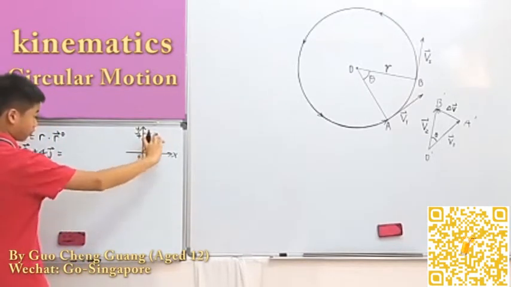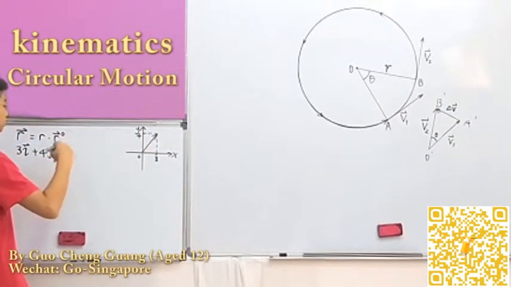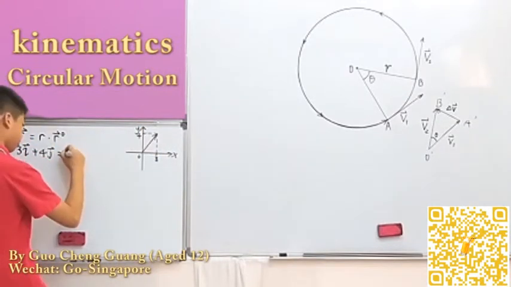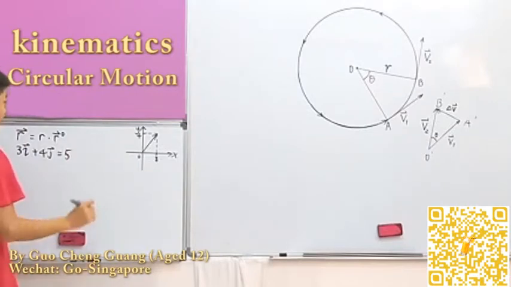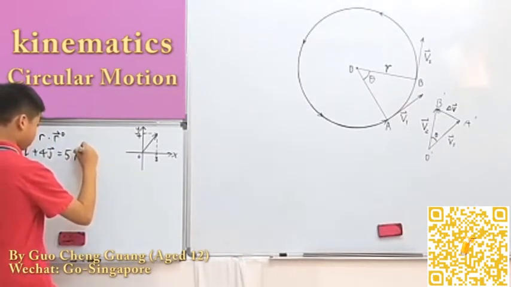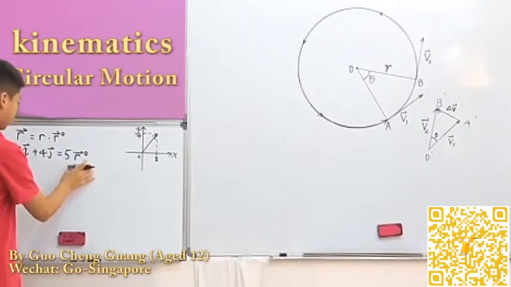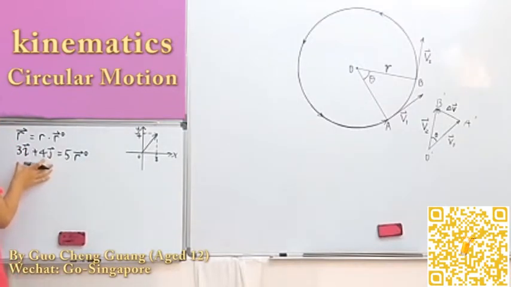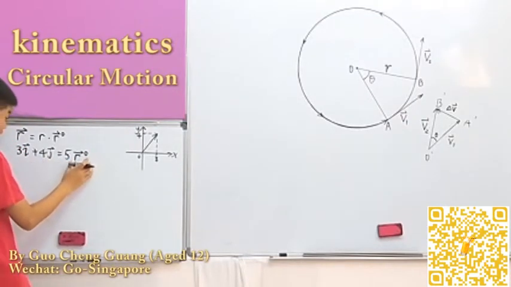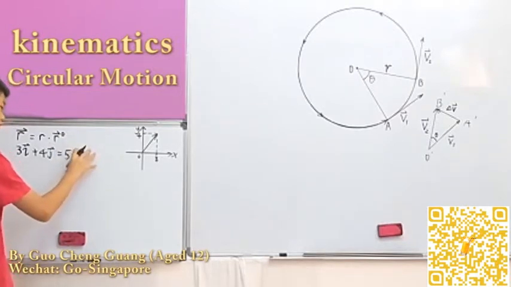3 squared add 4 squared, square root, that's a 5. Then your direction, you cannot miss out this direction here. All these in front, they have a direction. This definitely has a direction. So this direction, we can just use the unit vector of r.